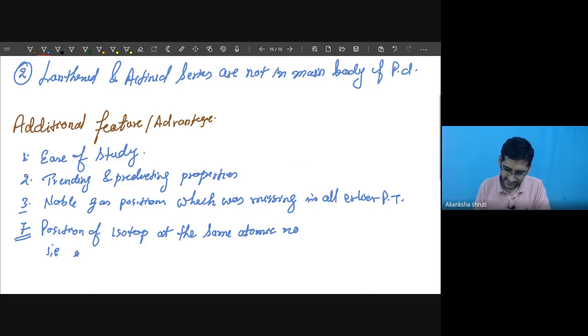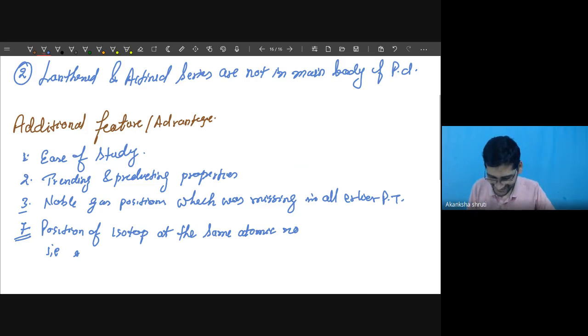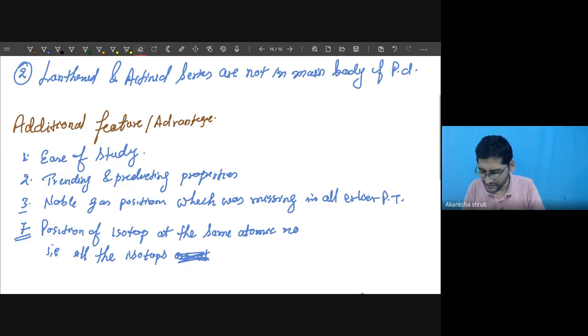I think this pen is also tired of writing, though I am not that tired, but still a bit. So all the isotopes are isotopes of the same element, isotopes of one particular element. Let me write it, because the question is asked from here: isotopes of one element at the same position.